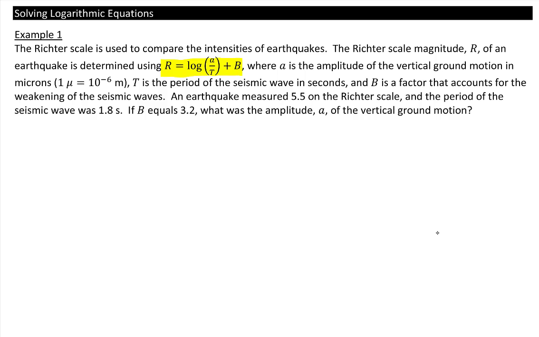An earthquake measured 5.5 on the Richter scale, and the period of the seismic wave was 1.8 seconds. If B equals 3.2, what is the amplitude A of the vertical ground motion?